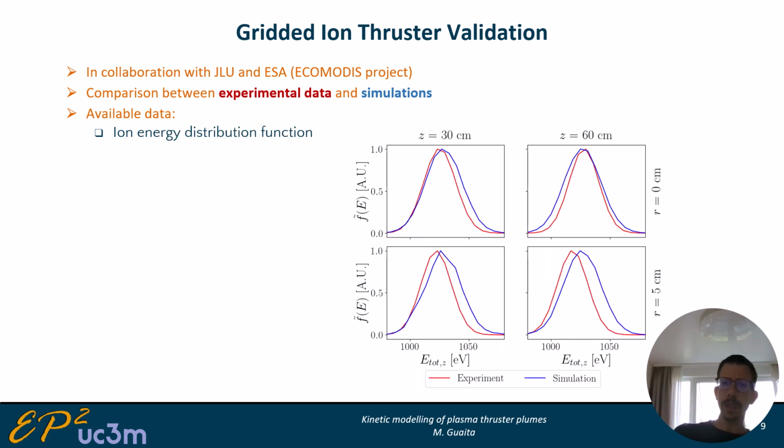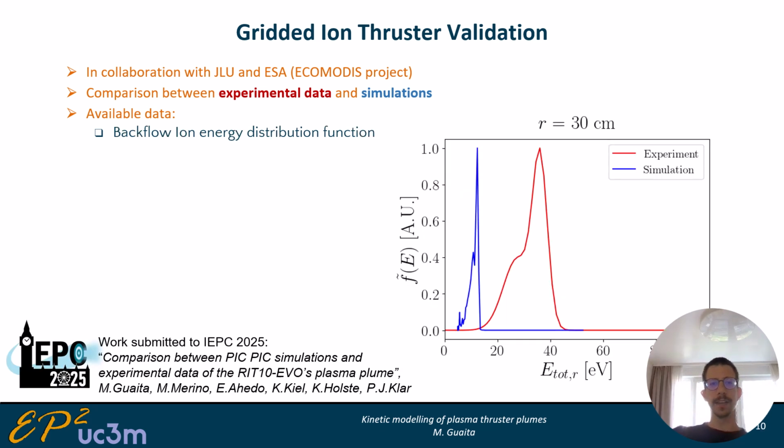If we then move to the ion energies, here you have the ion energy distribution function at different locations along the axis of the plume. We see that the simulations and the experiments match very well. Here, I believe the maximum error was below 2 or 3%.